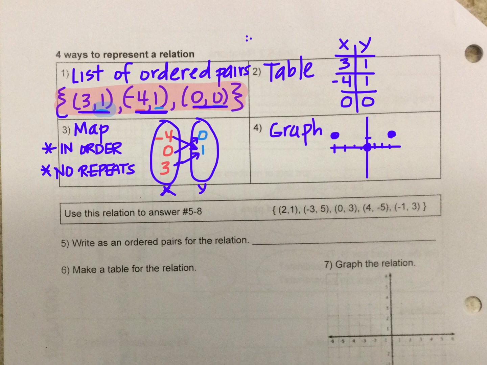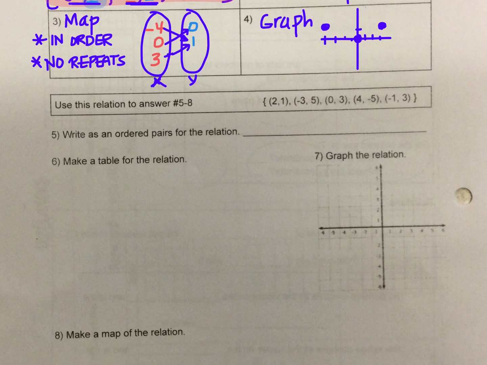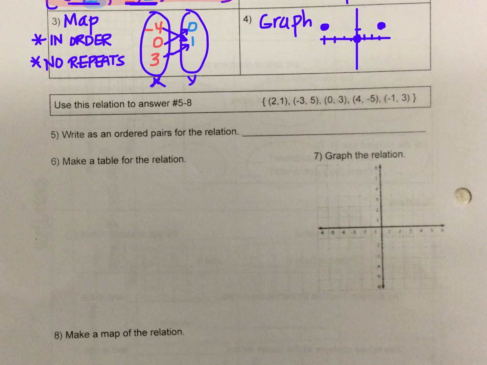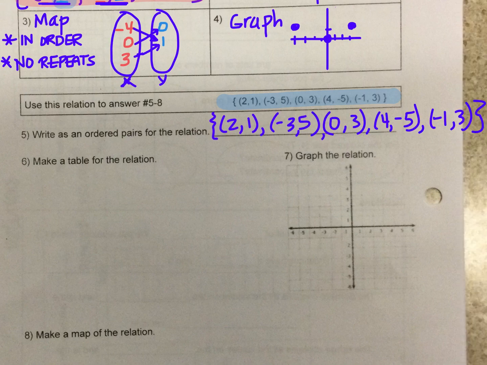Now we're going to take what we just learned and we're going to practice. So I'm going to use this relation right here to represent it in the 4 different ways. The first way is to write it as an ordered pair for the relation. Well, that's exactly what is written right above it. So squiggle, 2, 1, comma. We're just going to write them all out. So pause yours and write all those out.